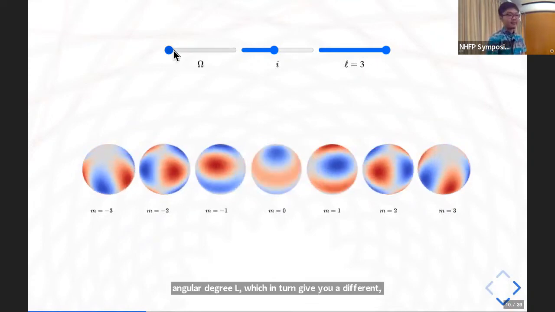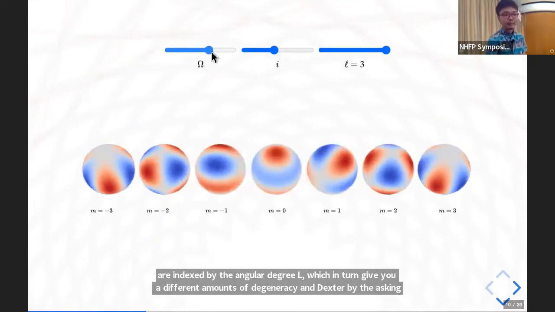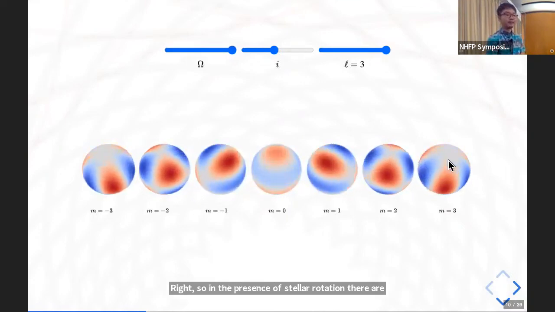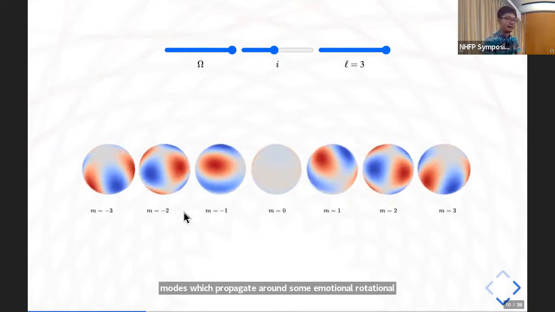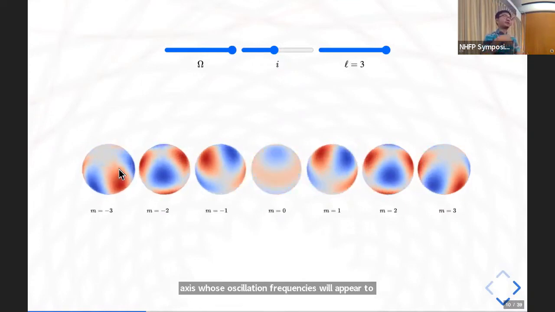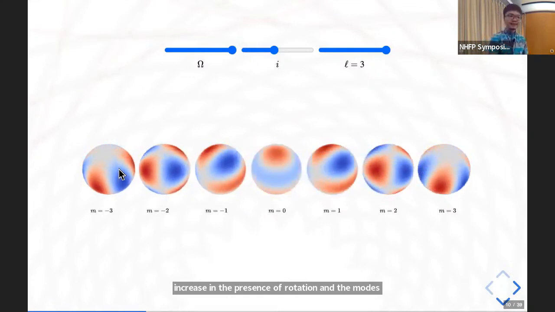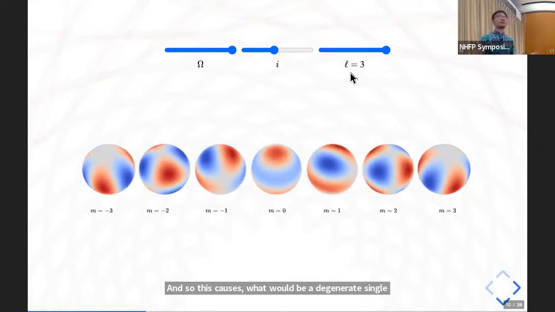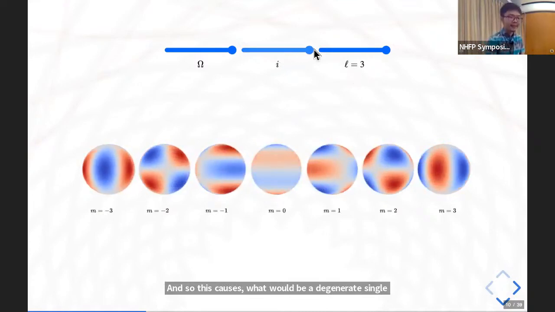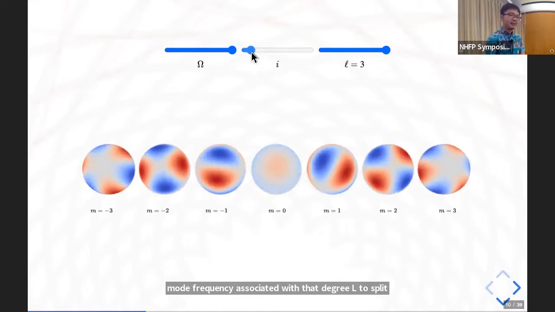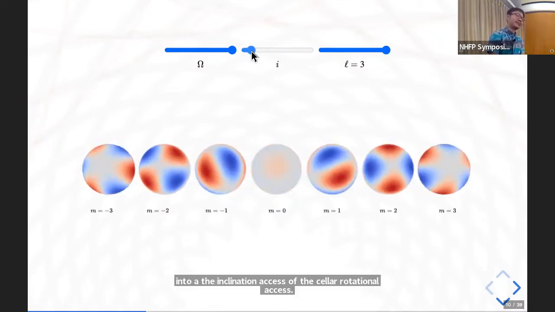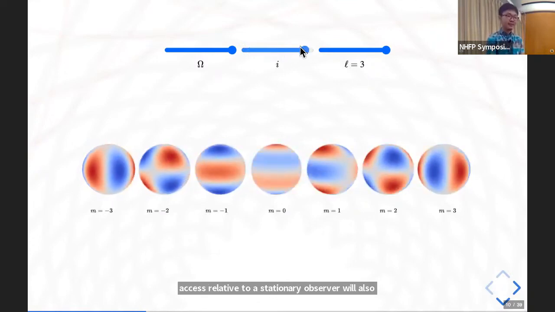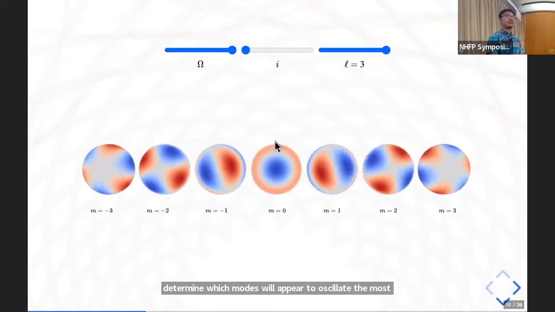Right, so in the presence of stellar rotation, there are modes which propagate around some notional rotational axis, whose oscillation frequencies will appear to increase in the presence of rotation, and the modes which propagate in a retrograde sense will appear to oscillate more slowly. And so this causes what would be a degenerate single mode frequency associated with a degree L to split into a multiplet of peaks. The inclination angle of the stellar rotational axis relative to a stationary observer will also determine which modes will appear to oscillate the most or cancel out when integrated over the visible disk.